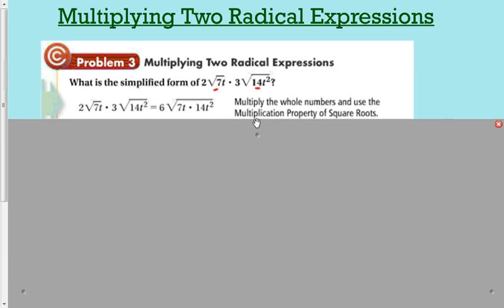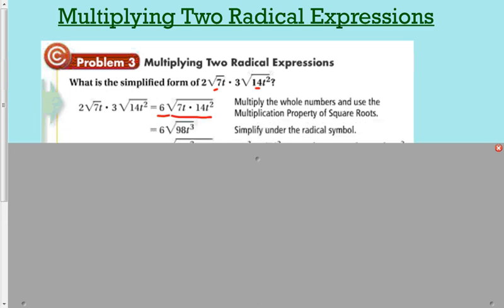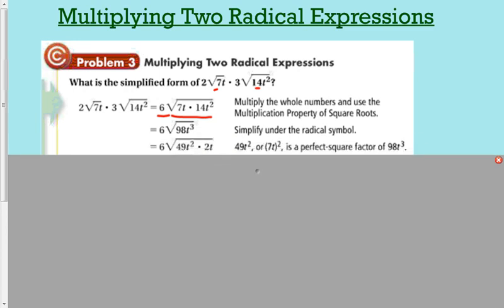So like this, we have 2 square roots of 7t times 3 square roots of 14t squared. But to do that, let's take the ones on the outside, and we make 2 times 3 is 6. The ones on the inside, we're going to all go together in one inside part to get the square root of 98t cubed. And now we are just back to what we did like in our past example. We want to break down the parts on the inside yet even farther.